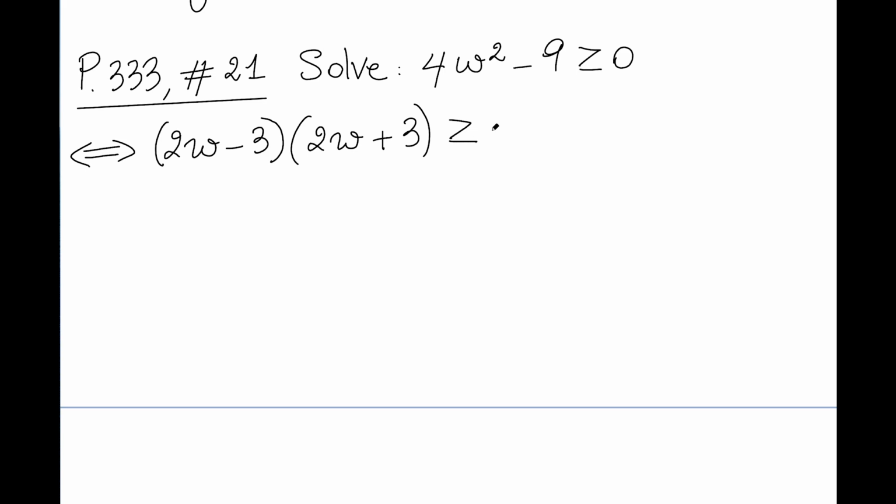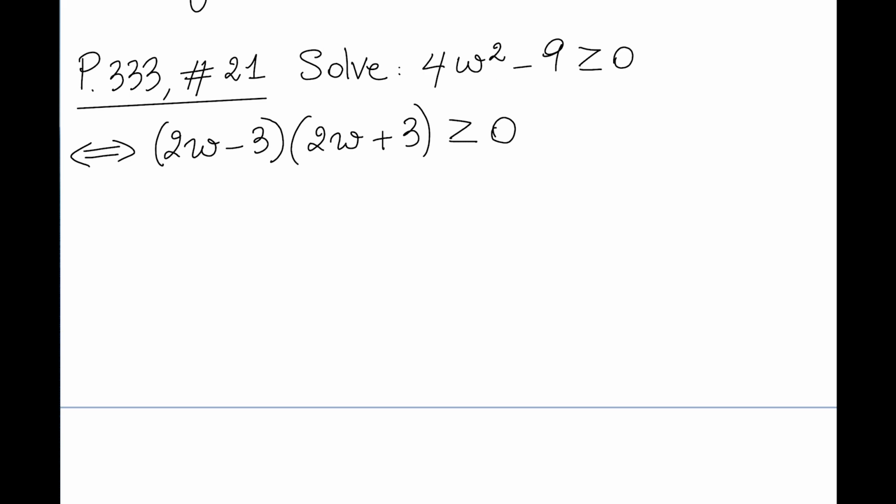Why? Because this is of the form a squared minus b squared, right? I just look at this. This is the same as 2w squared, and this is the same as 3 squared. So this is the difference of two squares, and this can be written as a minus b times a plus b. Excellent.